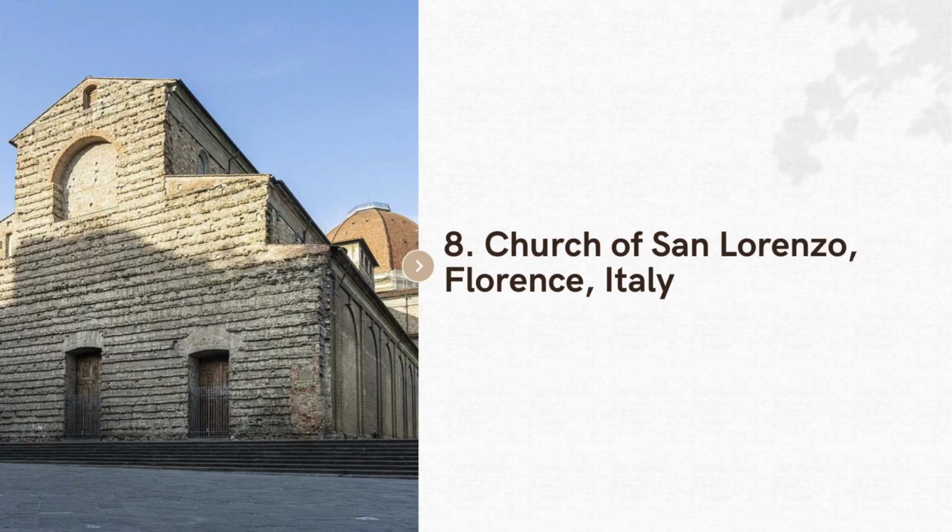Eighth one is Church of San Lorenzo, Florence, Italy. Architect is Filippo, initial design, and Michelangelo, later modification. San Lorenzo features a clear demonstration of Renaissance principles in its spatial organization and use of classical elements. The Laurentian Library, also part of the complex, exhibits Michelangelo's innovative use of space and light.